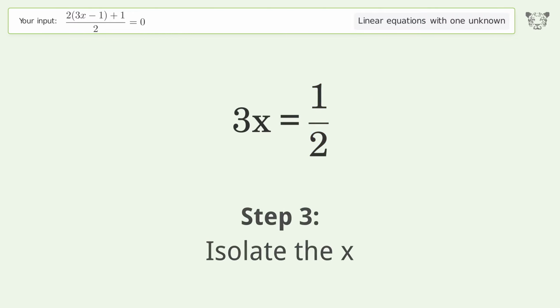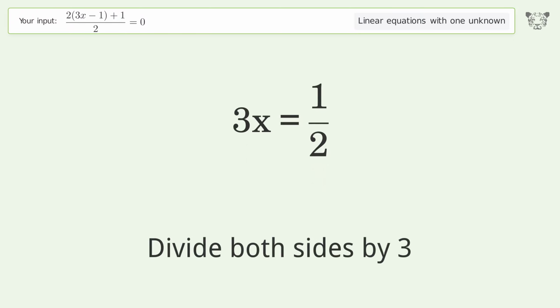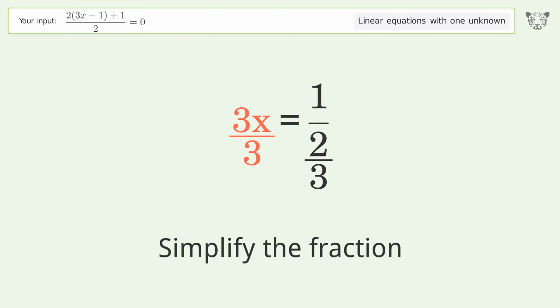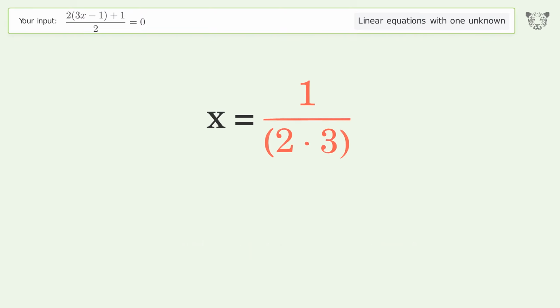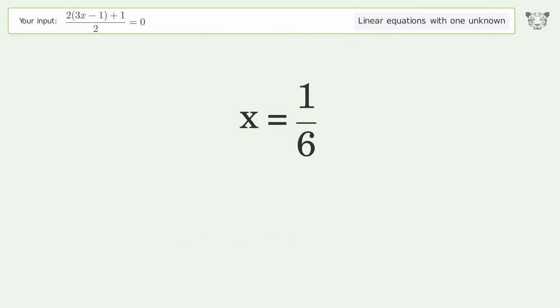Isolate the x. Divide both sides by 3. Simplify the fraction. Simplify the arithmetic. And so the final result is x equals 1 over 6.